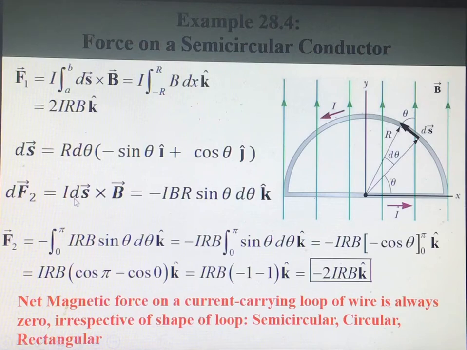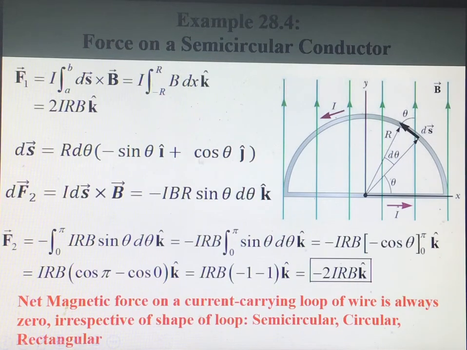Then if you take the cross product of ds and B, notice here that the B field is pointing in the j direction. So if you take the cross product of ds and B, you get negative IBR sine θ dθ k hat. If you plug that into this equation and do this integral from 0 to π, the reason we do this from 0 to π is that if you look at this angle θ, it goes from 0 to 180 degrees. So if you calculate F2, you get negative 2IRB k hat.